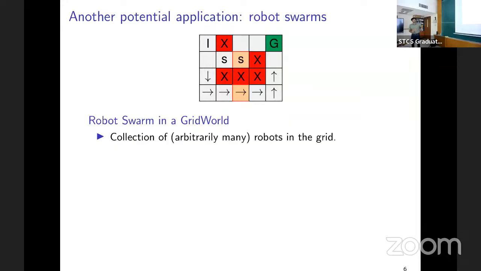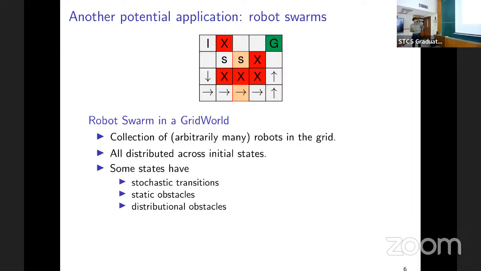You have arbitrarily many robots in this grid, which start at some point and move as time progresses. They are all distributed initially around the initial states. If you look at the transitions in this grid, some will have stochastic transitions, some will have static obstacles marked by X. These orange states may be distributional objectives, which say maybe that in that state, at any point, you cannot have more than 10% of the robots. So these kinds of objectives can be there.